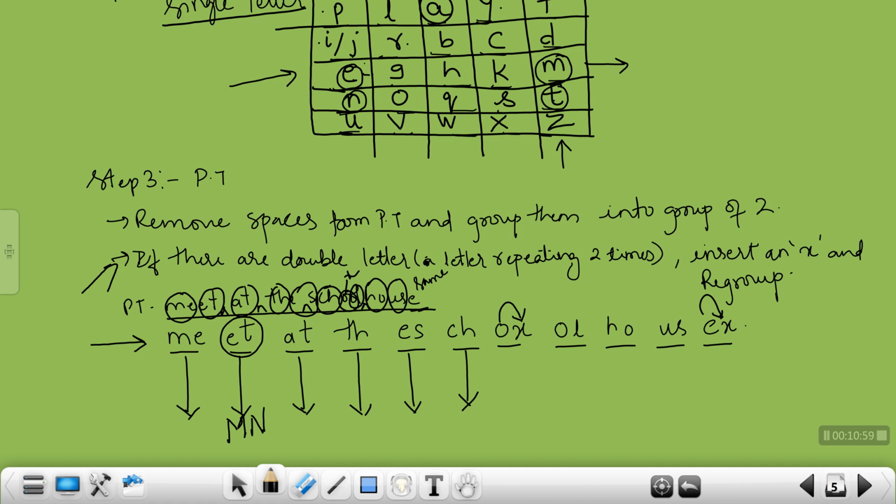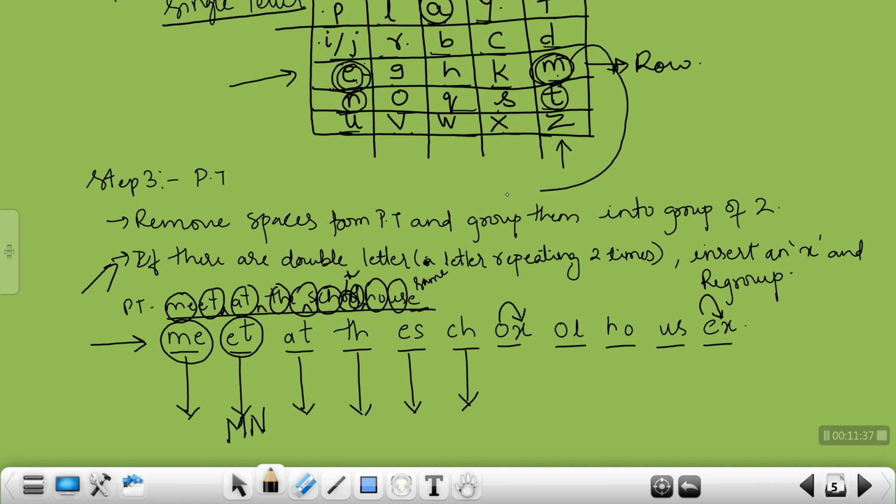Rule number 2. If two letters are in the same row, replace each letter with the letter immediately to its right. Now we can take an example of ME. Over here, ME. They are present in the same row, M is present over here and M is present over here also. So what I will do now is, for each letter, I will choose the next letter. I will replace this M with the next letter. Now over here, there is no next letter.